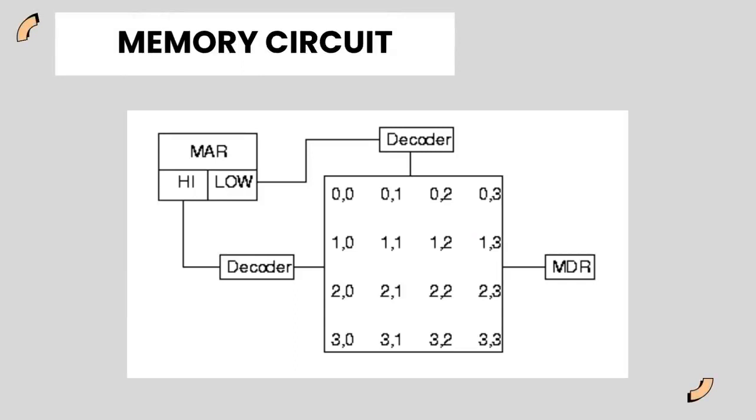This is the memory circuit. Here, low and high points of the MAR are connected with decoder. Decoder is used to select memory cells in randomly addressed memory devices.